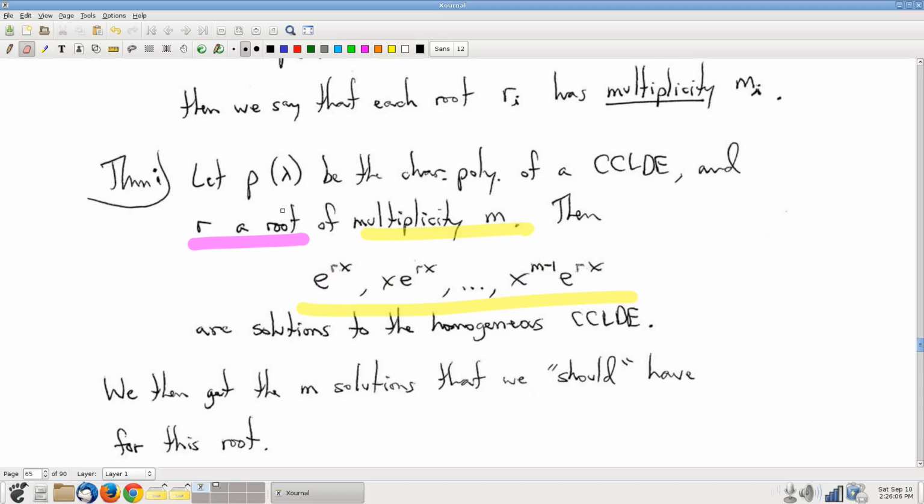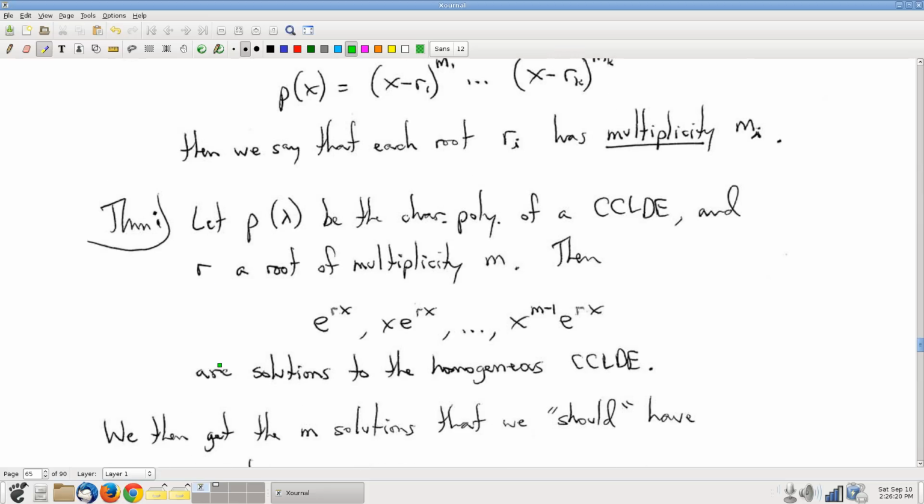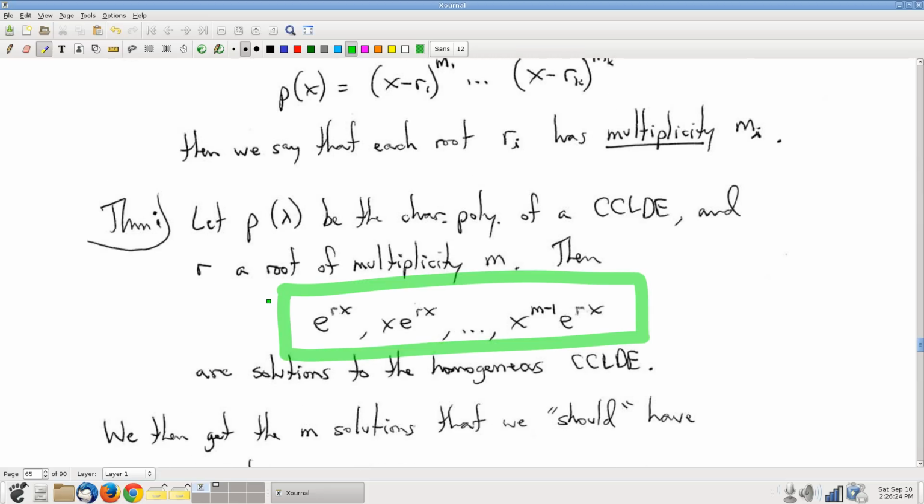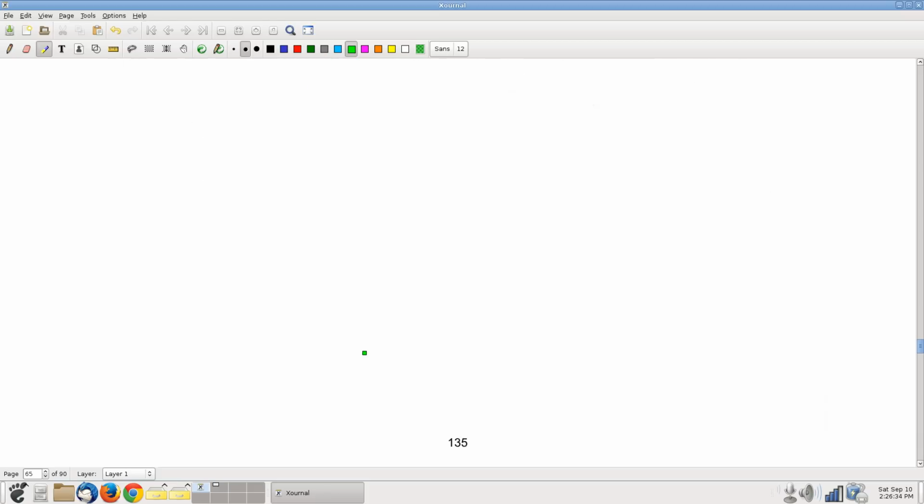In doing so, notice grand total, this root appears m times. It therefore corresponds to m different factors. And grand total, we sort of feel like it owes us m solutions. And grand total, how many do we get? We get a grand total of m solutions. So we got all the solutions that we feel like we should get for this root.